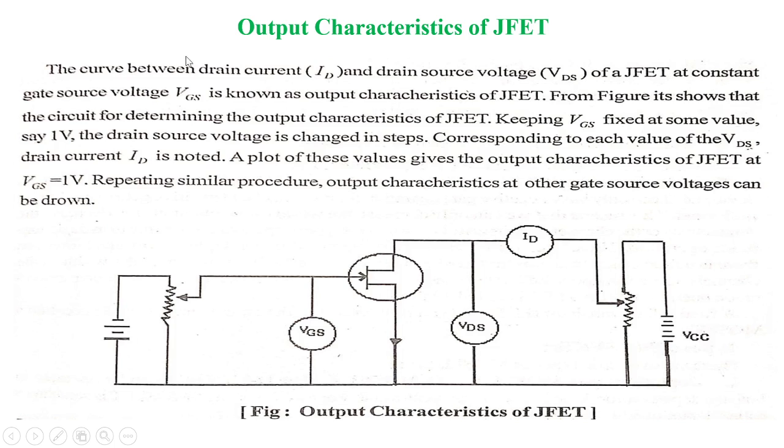From the figure, it shows the circuit for determining the output characteristic of JFET. Now, keeping VGS fixed, say at 1 volt.